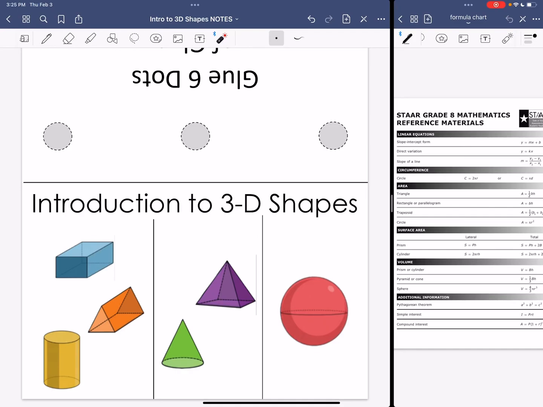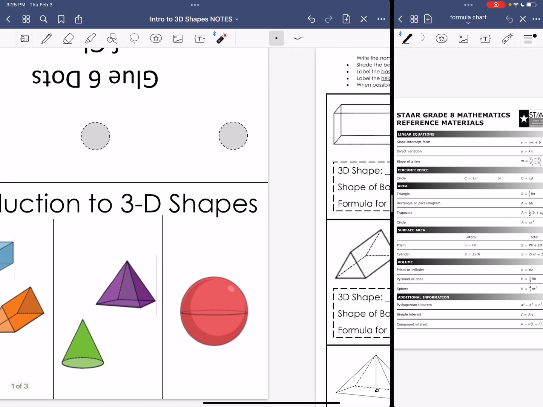This video is going to be an introduction into 3D shapes. So for this next unit, you will have to find the volume and surface area of three-dimensional shapes. However, we first want to just quickly do an introduction to these shapes. So here we have a rectangular prism, a triangular prism, a cylinder. Here we have a cone, a rectangular pyramid, and a sphere. So throughout the next month or so, you'll have to find the volume and surface area of these 3D shapes.